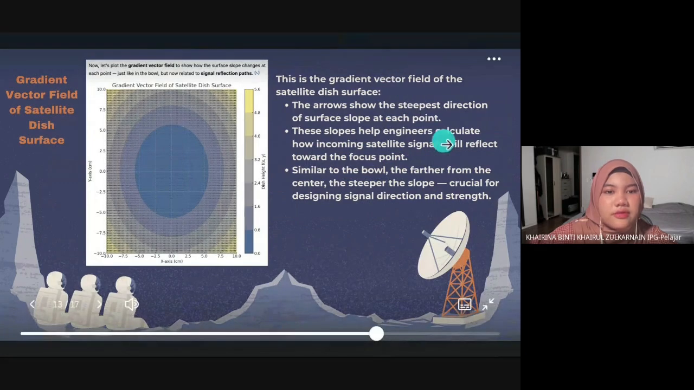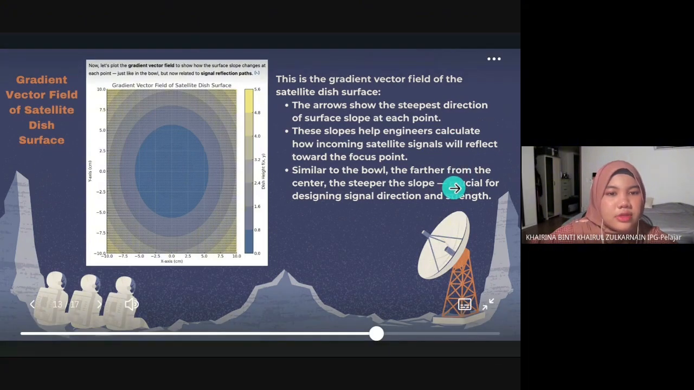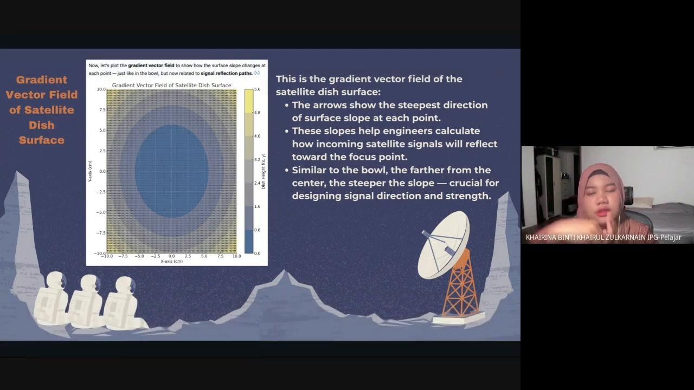this is the gradient vector field of the satellite dish surface. The arrows show the steepest direction of surface slope at each point. These slopes help engineers calculate how incoming satellite signals will reflect toward the focus point. Just like a bowl, the further from the center, the steeper the slope, crucial for designing signal direction and strength.